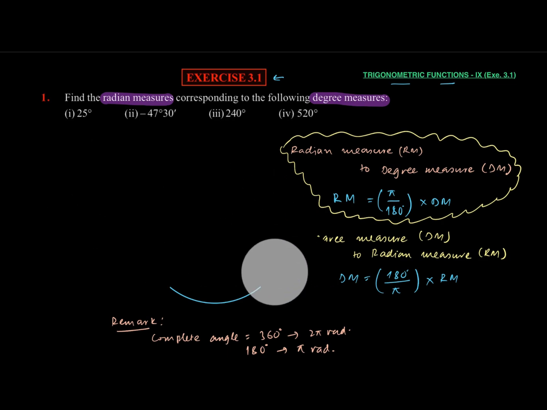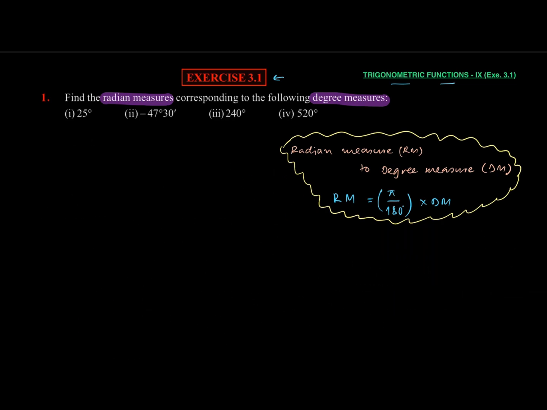Now let's attempt this question. So it's question number 1, part number first, 25 degrees. We already know that radian measure is equal to pi over 180 degrees times degree measure. This will be equal to pi over 180 times 25 degrees. And this will be 5 times 5 and 5 times 36. That means 25 degrees in radians will be equal to 5 pi over 36 radians.